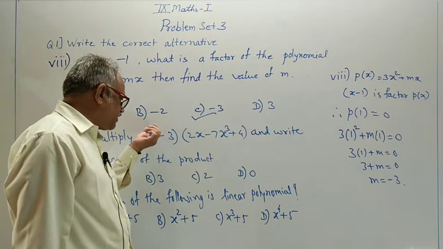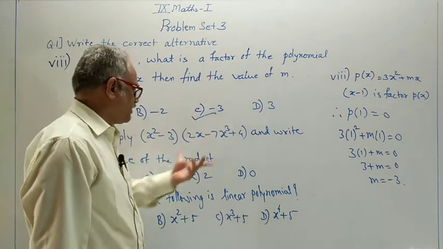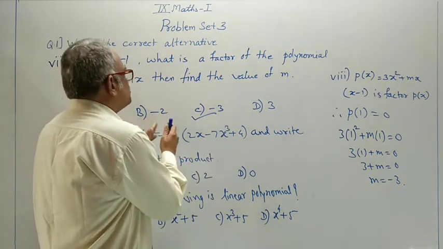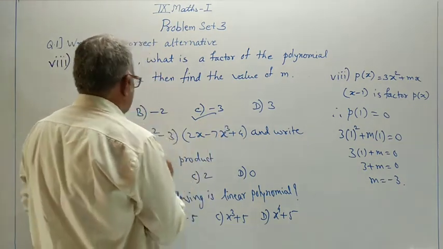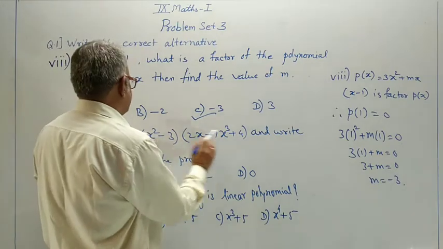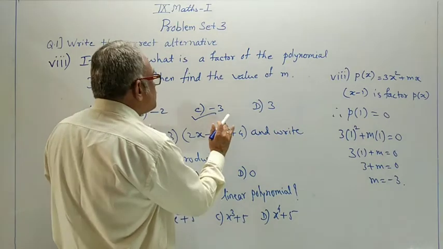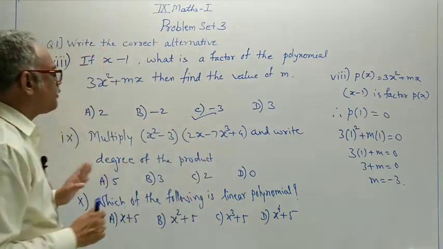What is the degree of these? 2. What is the degree of these? 3. If we multiply, what will be the degree of the product? Addition of these two, 2 plus 3, 5. While multiplying, the highest degree terms multiply: x square into 7x cube becomes 7x raised to 5, 2 plus 3.